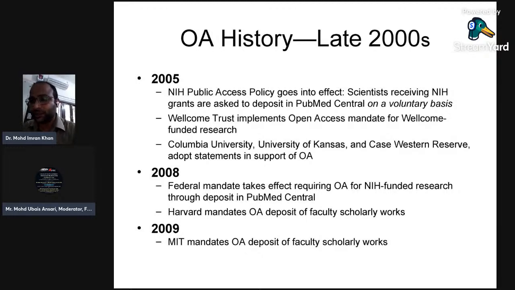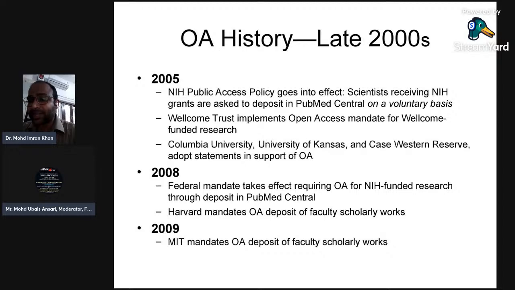In late 2000, you can see the NIH public access policy goes into effect, wherein the scientists receiving NIH grants are asked to deposit in PubMed Central Library on a voluntary basis. Then Wellcome Trust also implements open access mandates for Wellcome funded research. Columbia University again came out, then University of Kansas and Case Western Reserve all adopt a statement in support of open access. In 2008, federal mandates take effect requiring open access for NIH funded research through deposit in PubMed Central.